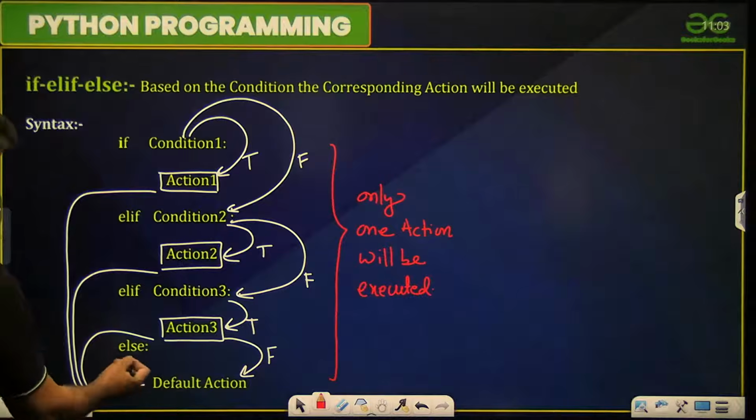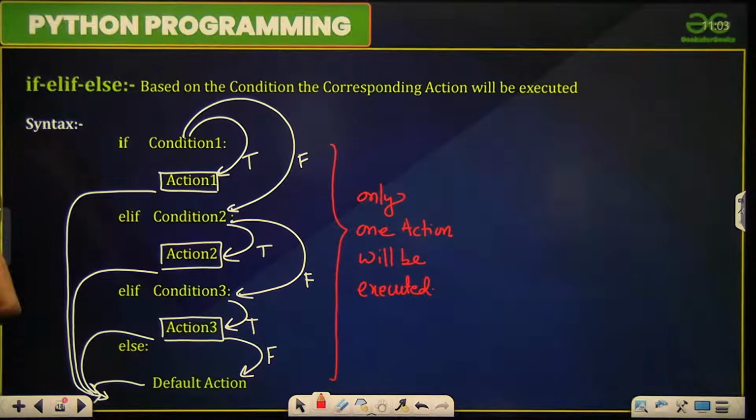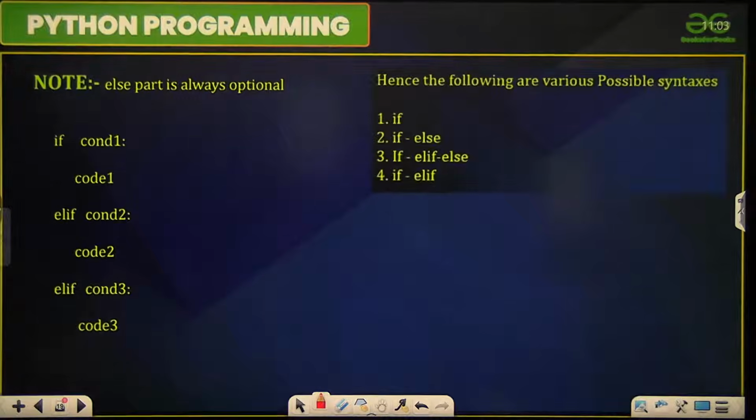But my dear student, this else part is optional, student. Else is not mandatory. Else is always optional. Okay. So look here, note the else part is always optional, student. If this condition is true, then this code executes and exits. If this is false, then check this condition and this code executes. If this is false, then nothing is executed, student. Okay.